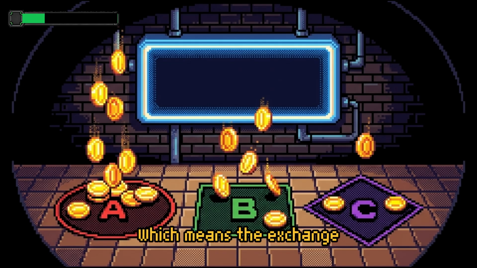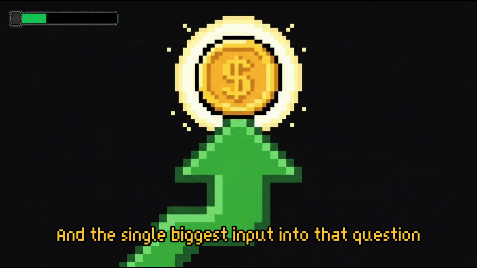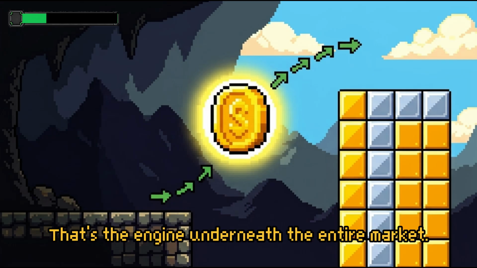Which means the exchange rate is not a thermostat on trade. It's a scoreboard for one question: where does money want to be, and what's it willing to pay to get there? And the single biggest input into that question is the return on holding money in one place instead of another. That's the engine underneath the entire market.